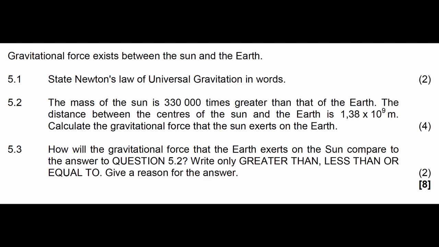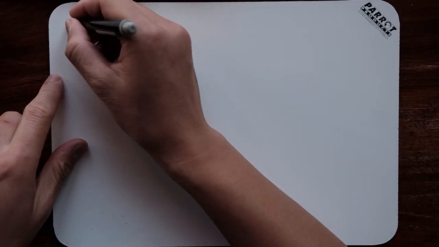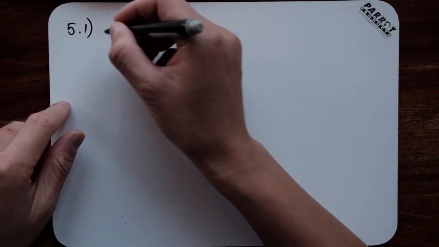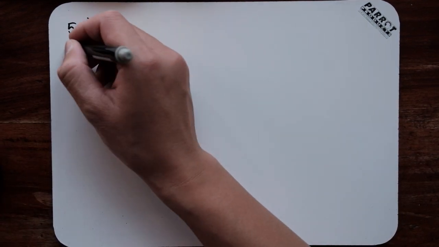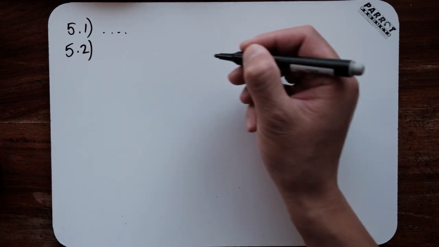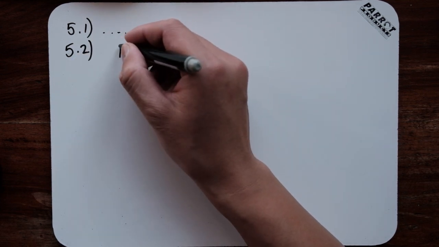Then 5.3 says, how will the gravitational force that the Earth exerts on the sun compare to the answer to question 5.2? Write only, greater than, less than, or equal to. Give a reason for your answer. Now, 5.1, easy enough. It was a repeat of the previous question. Question 5.2 though is one I wanted to have a look into.